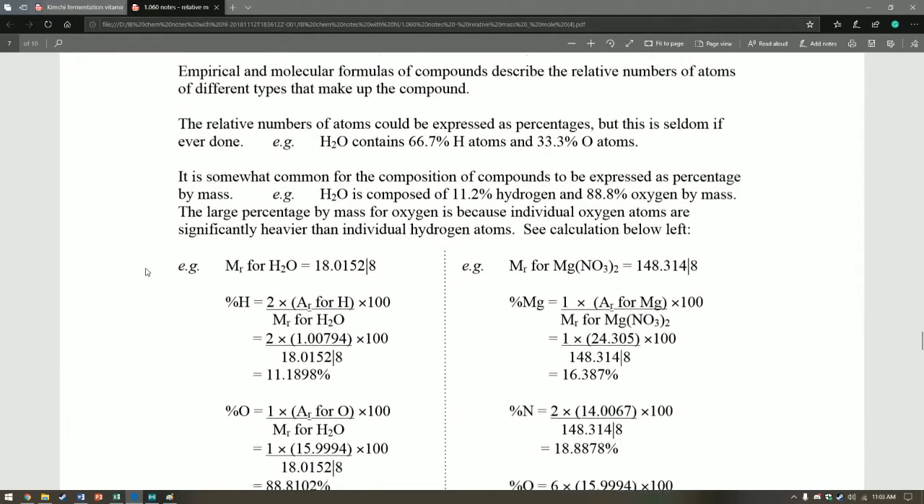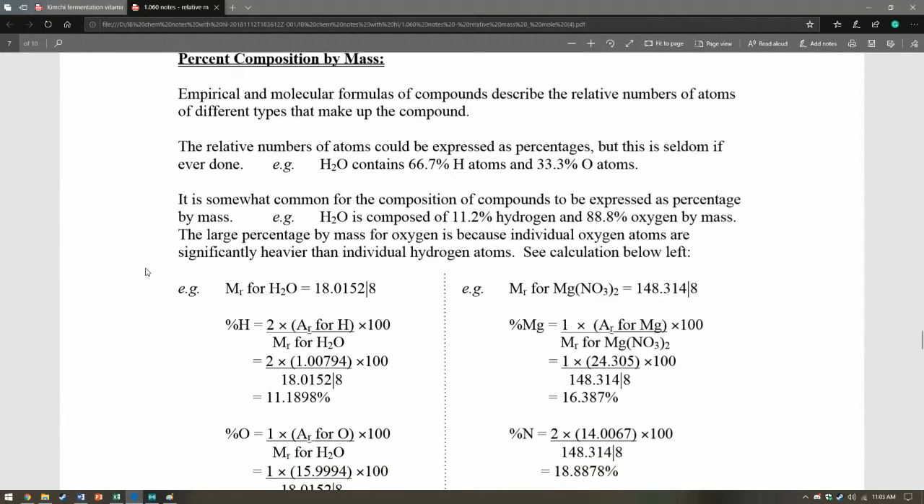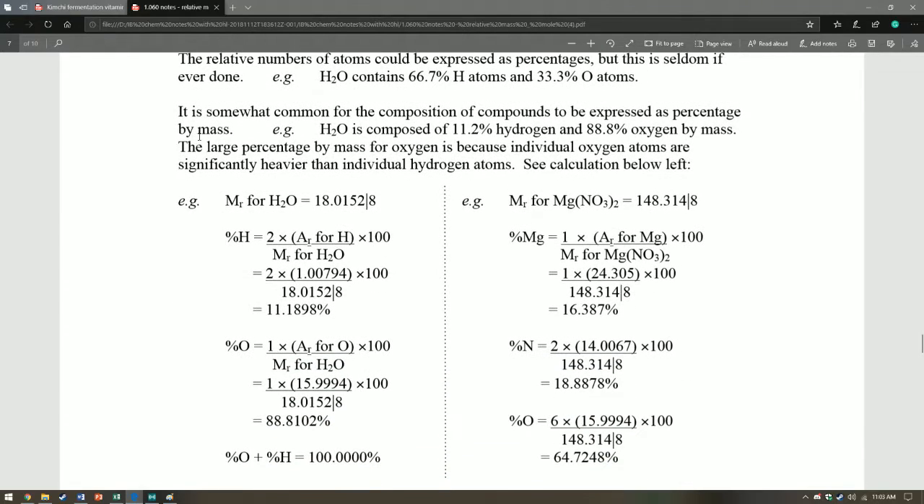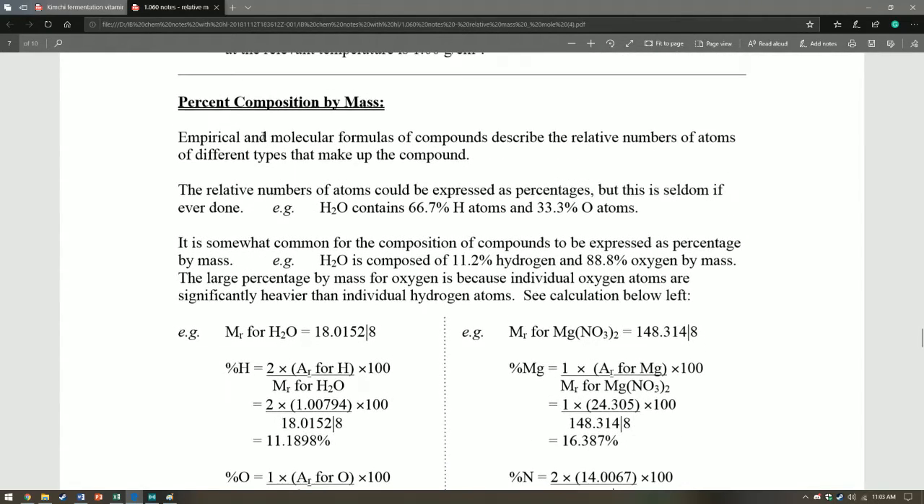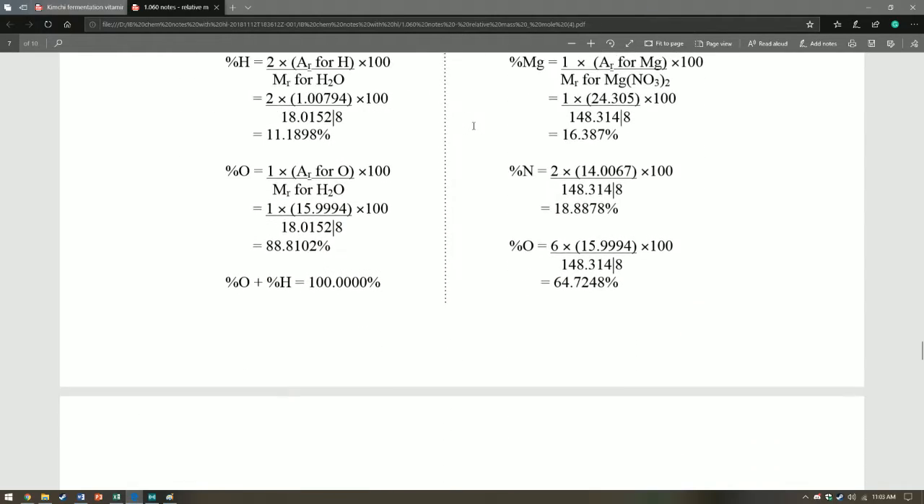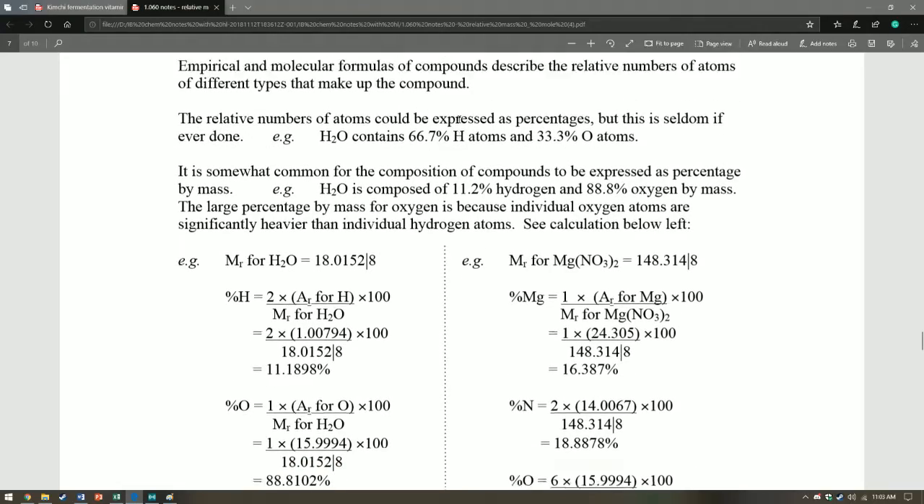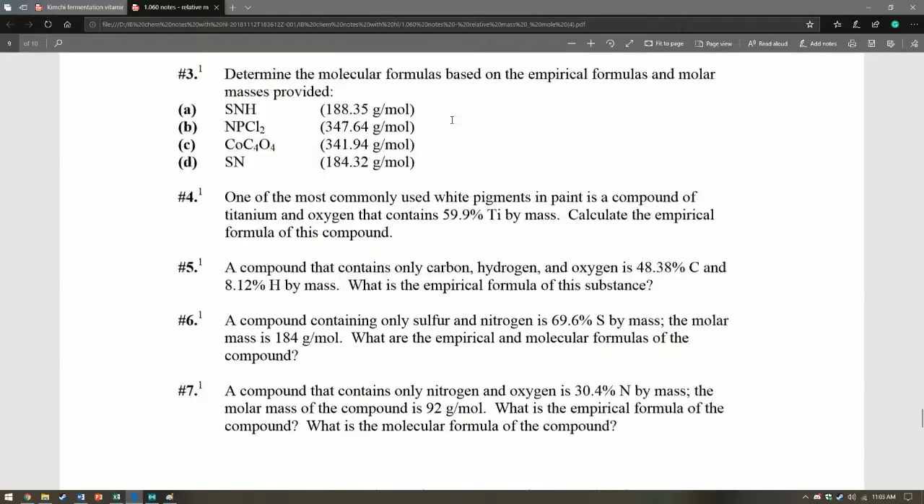It's not really much conceptually to learn. We could express percentage, so you could also see this described as percent composition by mass. There's really not much more to it besides you need to know what it is and how to do the problem. So with that being said, let's show you how to do a problem.